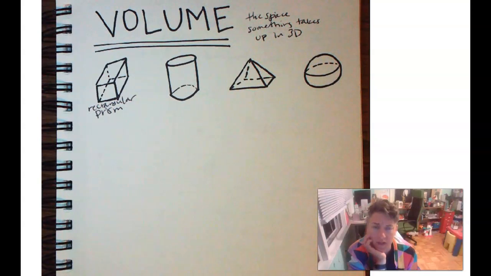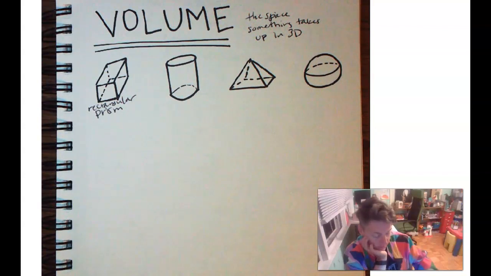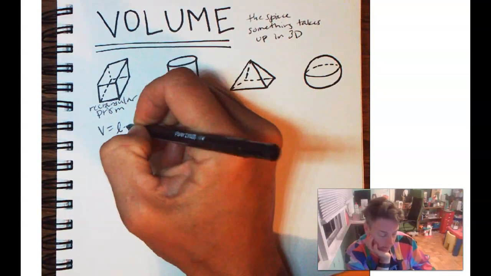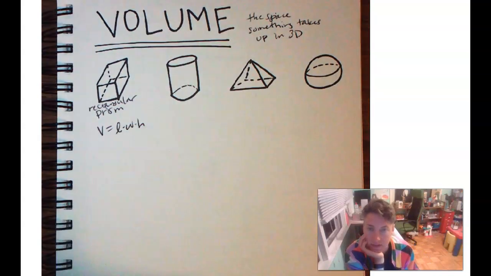Just like with our surface area, all these will have a formula they go with. But the rectangular prism formula is the one that you've known for the longest, since you learned about volume. That is your V equals the length times the width times the height. So let's check out an example.